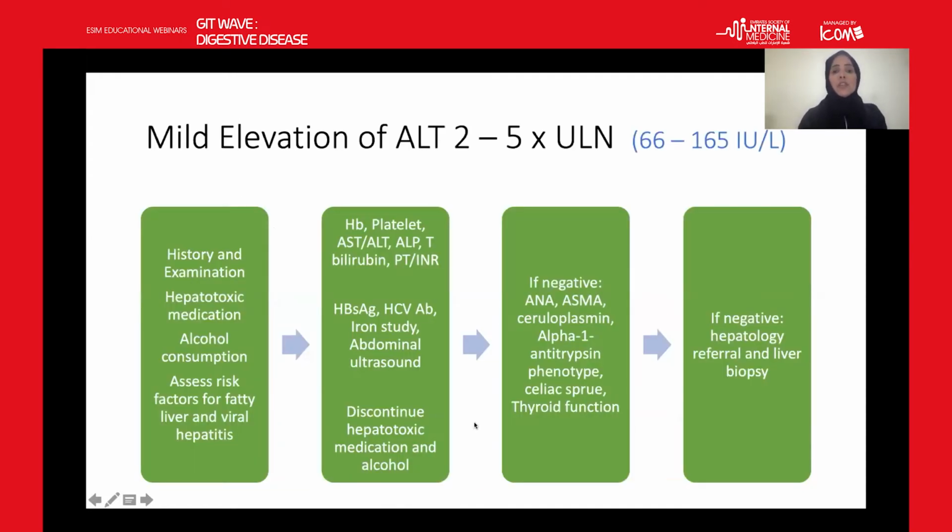There is a mild elevation of ALT, which was 2 to 5 times the upper limit of normal. This means the level is 66 to 165 international units per liter. And for that, again, we go with the same process of history and examination, and you look in the history for any hepatotoxic medication, alcohol consumption, also risk factors for acquiring chronic viral hepatitis. And when you are doing the labs, it's the same. It is essential for each patient: FBC, liver chemistry, liver function, also the screening for chronic viral hepatitis, the iron study, also the abdominal ultrasound. And be sure that you stop any offending medication causing hepatotoxic effect, and the alcohol consumption.